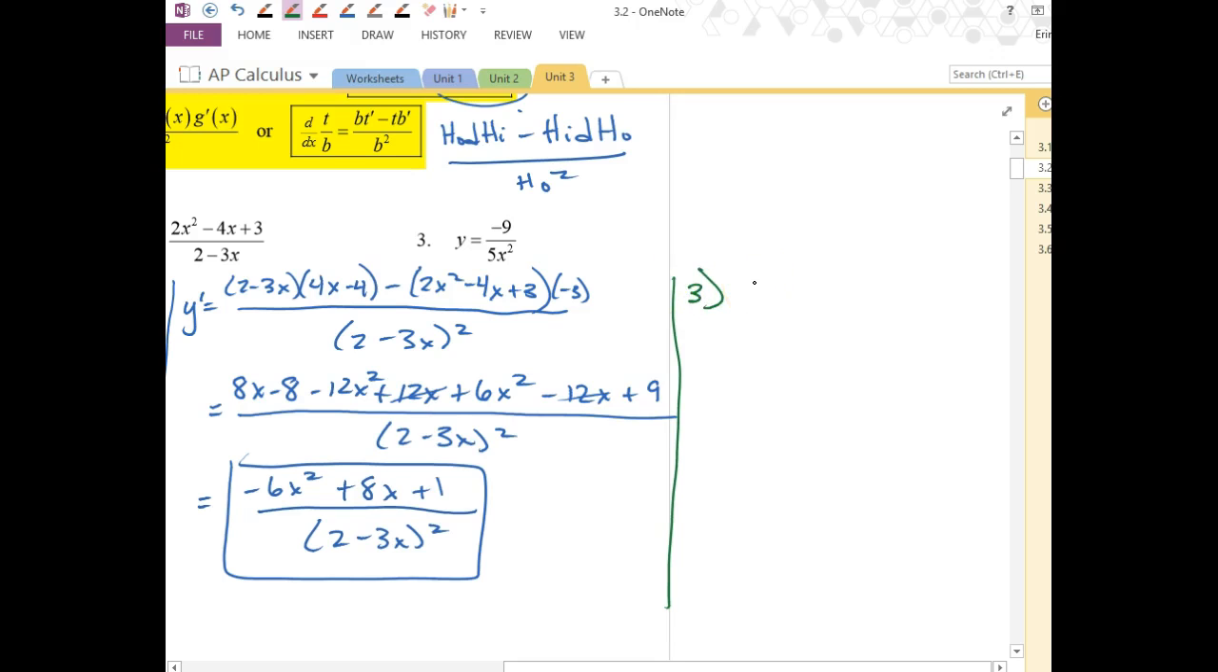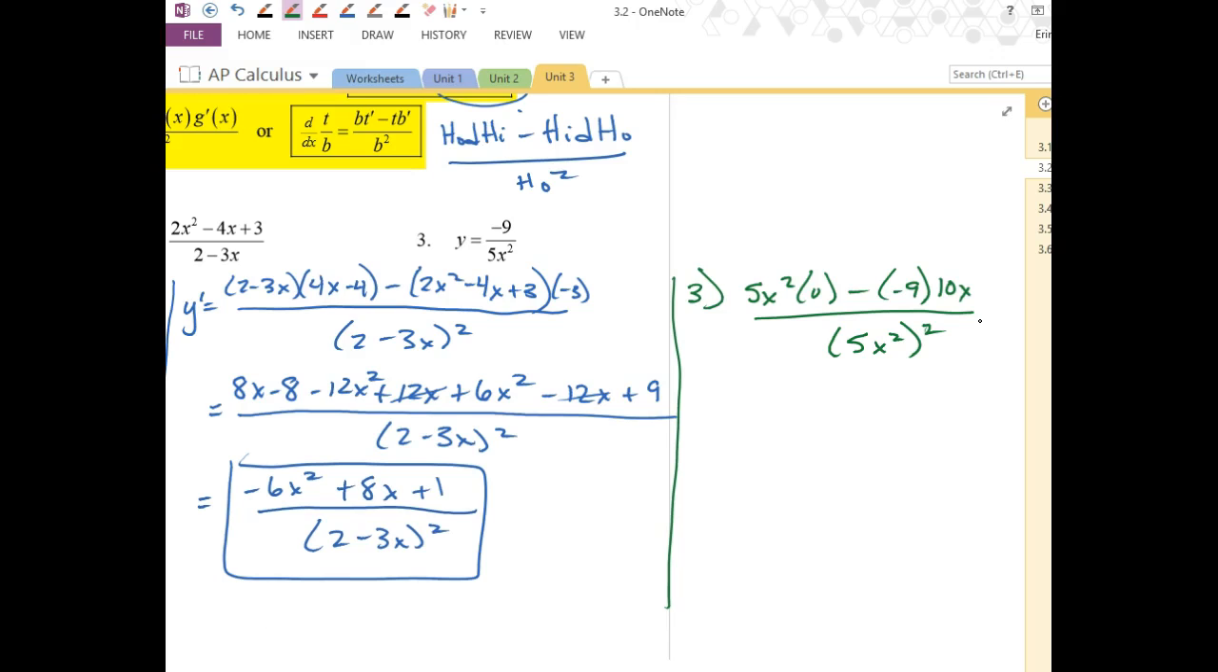Okay, so we got 5x squared times the derivative of the top. What's the derivative of the top? 0 minus the top, which I'm going to put in parentheses because it's got a negative, times the derivative of the bottom, 10x, all over the bottom squared. And notice how I write the bottom. Notice that you put the 5 and the x squared in parentheses because that whole piece is squared. The 5 is also.